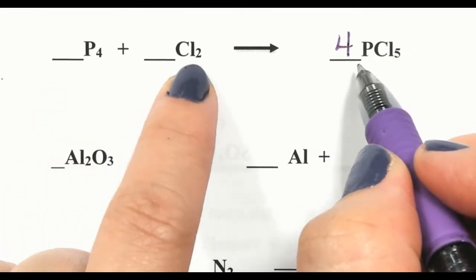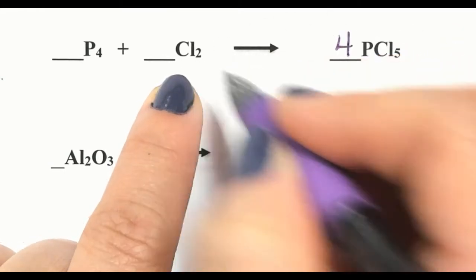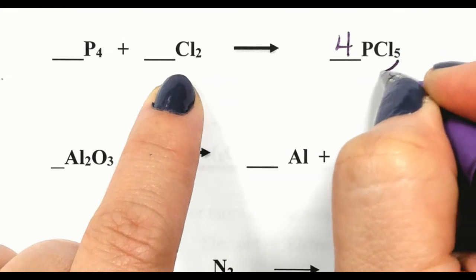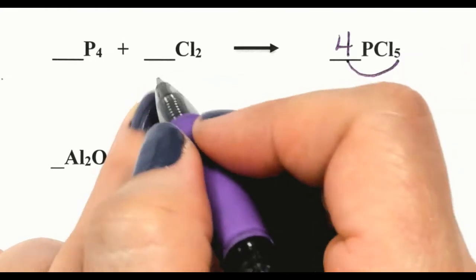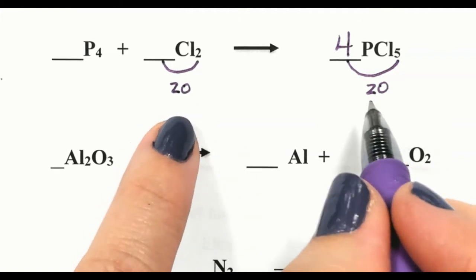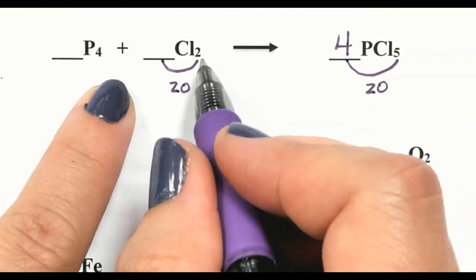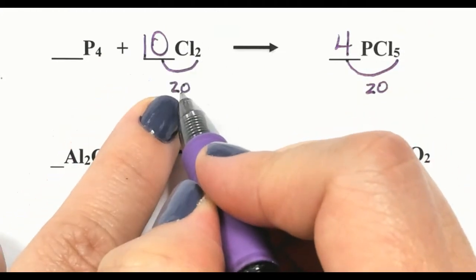Phosphorus is good. Now let's look at chlorine. I have 2 chlorine on the left and I have 5 times 4 is 20 chlorine on the right. So I need 2 times whatever that number is to equal 20, so that I have 20 chlorines on both sides. So 2 times 10 would give me 20 chlorines.